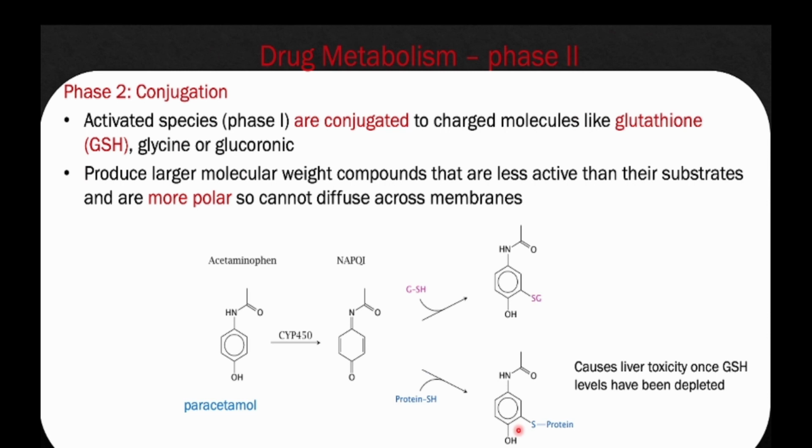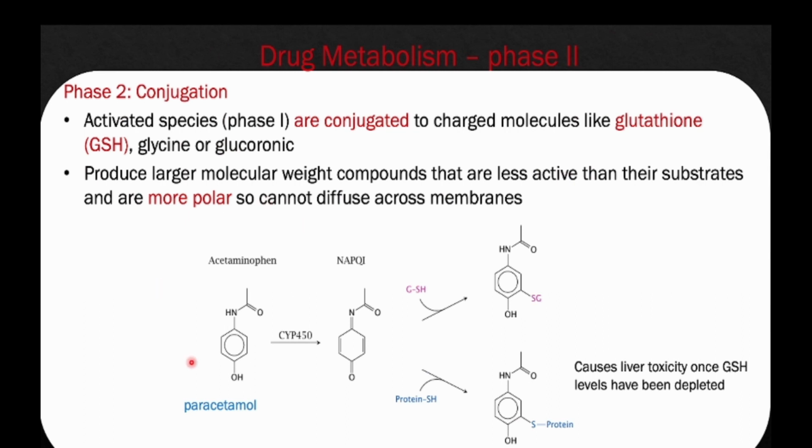Phase 2 is the conjugation. This is where the activated species from phase 1 is conjugated to a charged molecule like glutathione, GSH, or glycine, or glucuronic acid. This produces larger molecular weight compounds that are less active than their substrates and are more polar, and so cannot diffuse across the membranes.